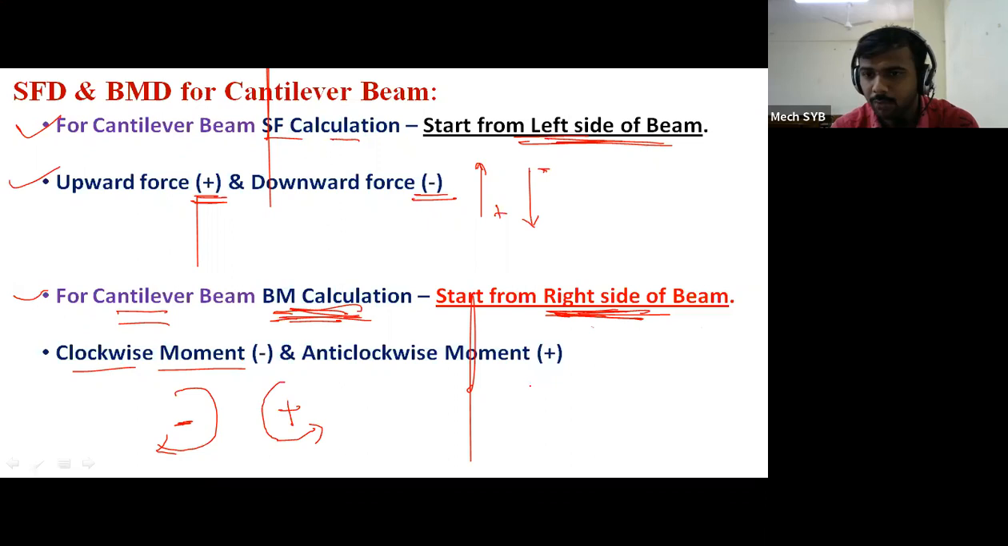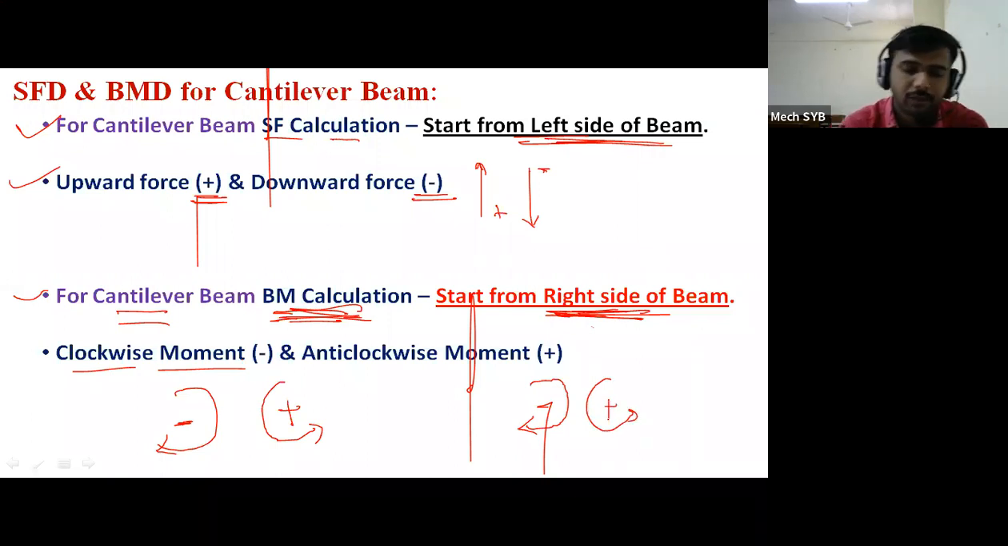Draw one movement like clockwise movement like this. This is clockwise movement and at its center write negative, and then anti-clockwise movement, at its center write positive. So only this much change we have to make in the cantilever beam. Otherwise, further things are same. And these sign conventions we have to implement to draw the SFD and BMD for the cantilever beam.